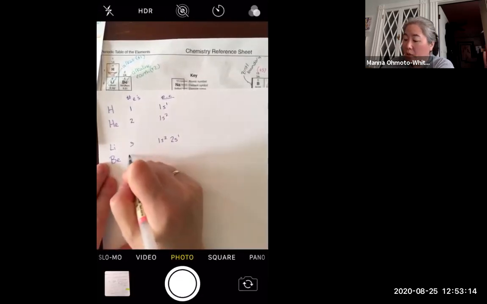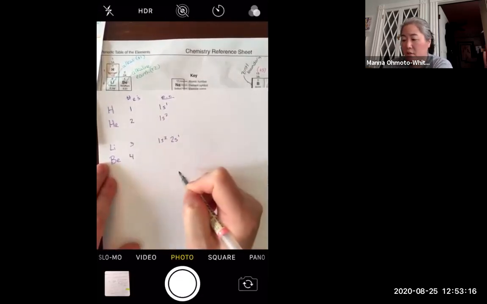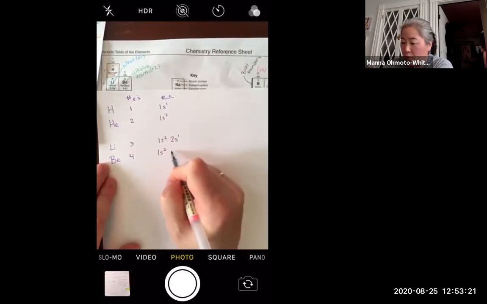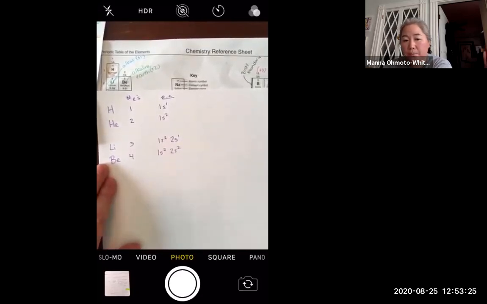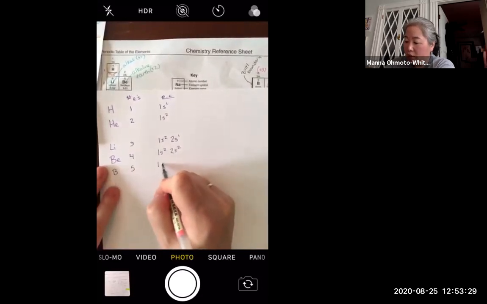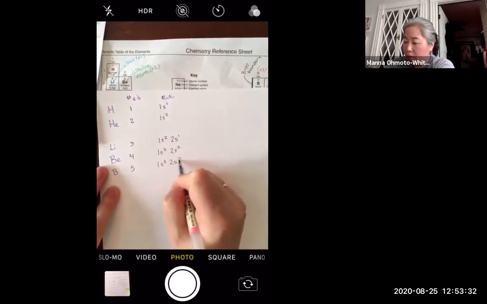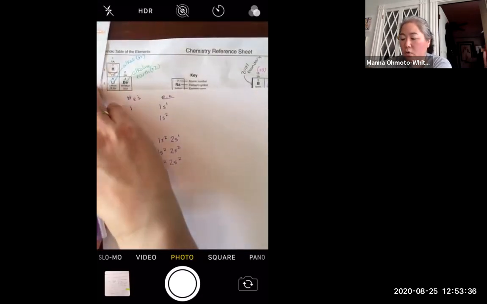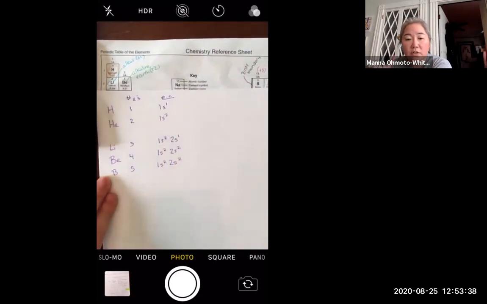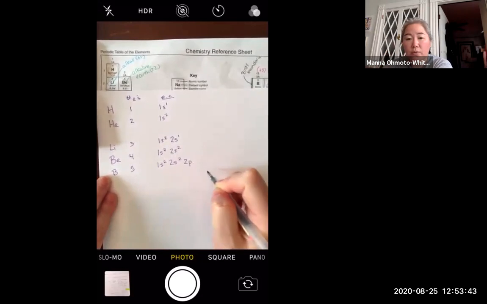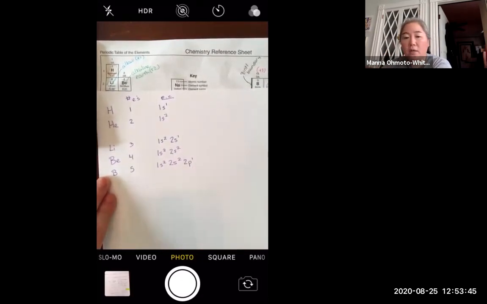Let's keep going. Beryllium has 4 electrons, so its electron configuration will be: first 2 will go in the 1s orbital, and now I can fit 2 into the 2s orbital. Boron has 5 electrons. First 4 are going to be just like beryllium, but now it has an extra electron, and remember that that s orbital can only fit 2 electrons. There's only 1, so now it has to go into a p-shaped orbital, and there will be 1 electron.